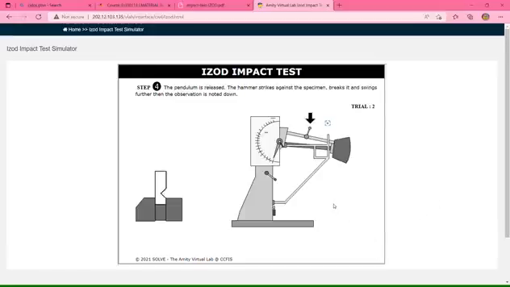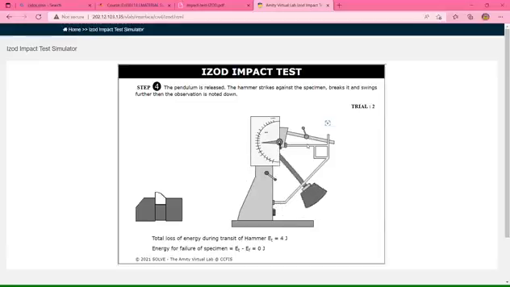Okay, step 4. The pendulum is released. The hammer strikes against the specimen, breaks it and swings further, then the observation is noted down. So the total loss of energy during transit of hammer is ET equal to 4 joules, and the energy for failure of specimen is ET minus EF equal to 0 joules.